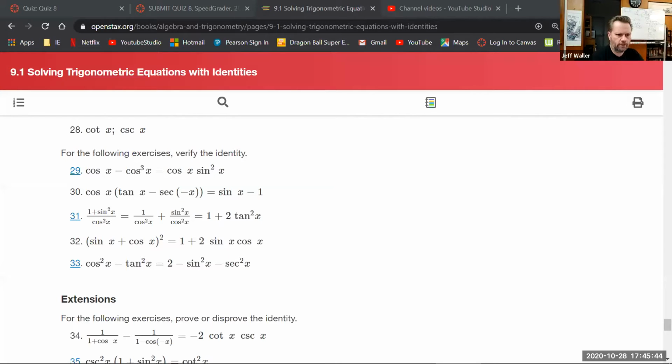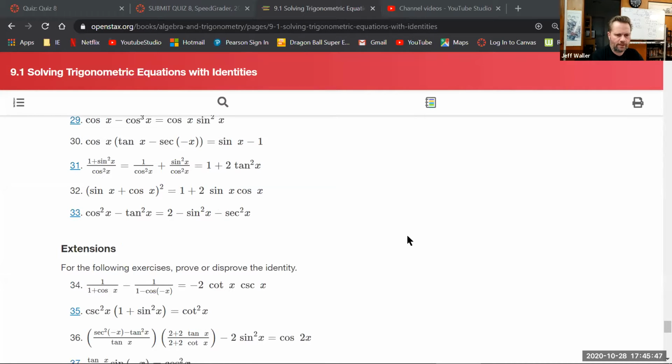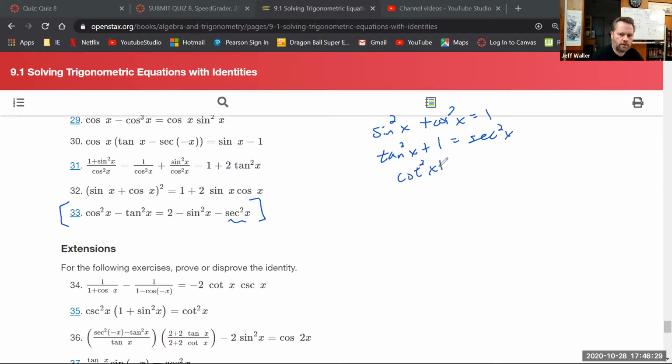All right, let's see. So here's 33. I don't know if I could do something like 33. Whenever you see these squared terms, here's a good generalization to make. There are definite identities that deal with squared trig functions, right? So if I see a bunch of squared things, one thing I might look for is to start writing down my identities. So sine squared plus cosine squared is 1. Then tangent squared plus 1 is secant squared. And then cotangent squared plus 1 is cosecant squared.